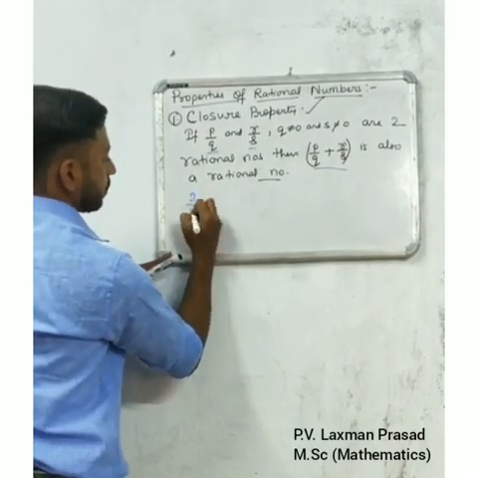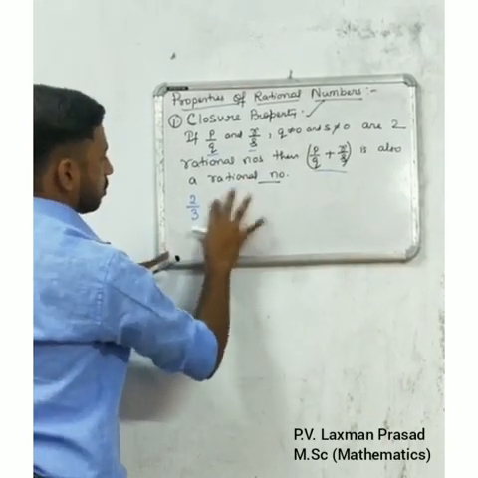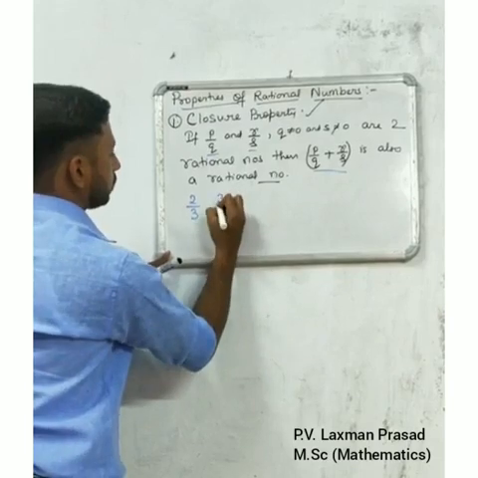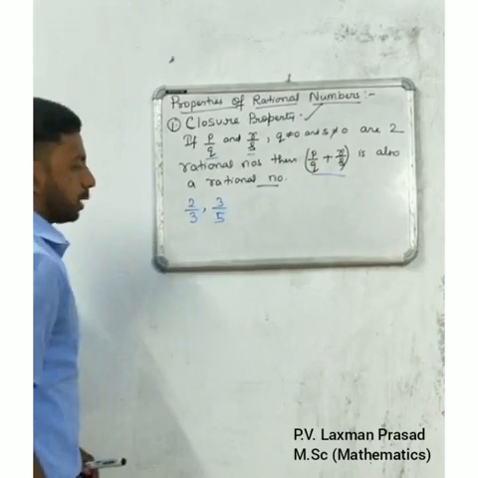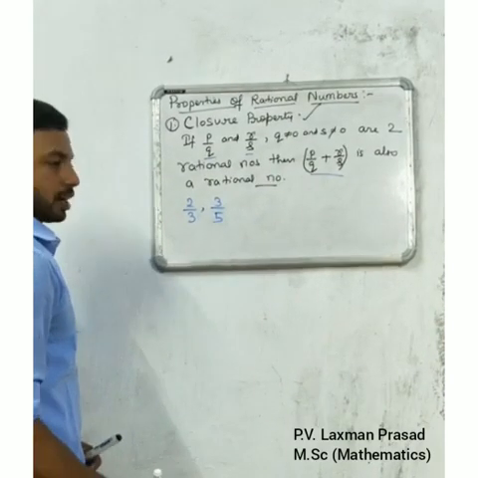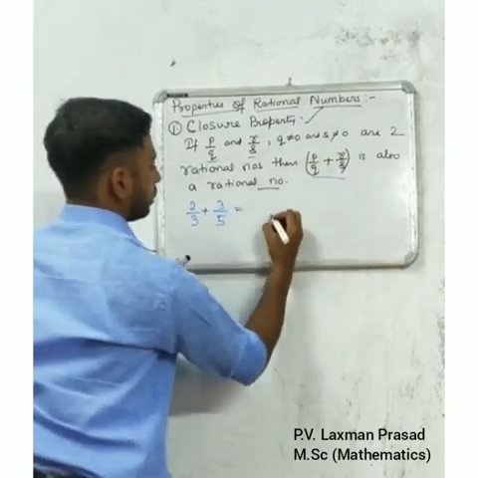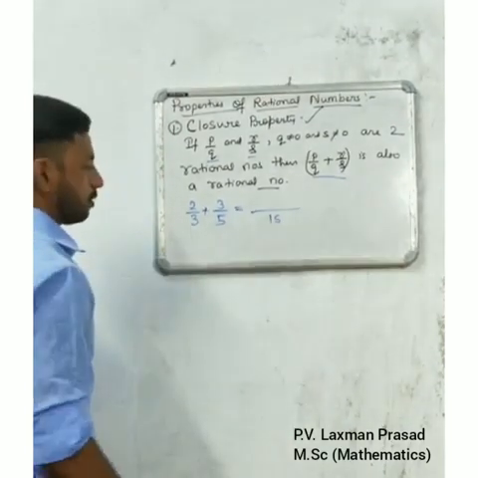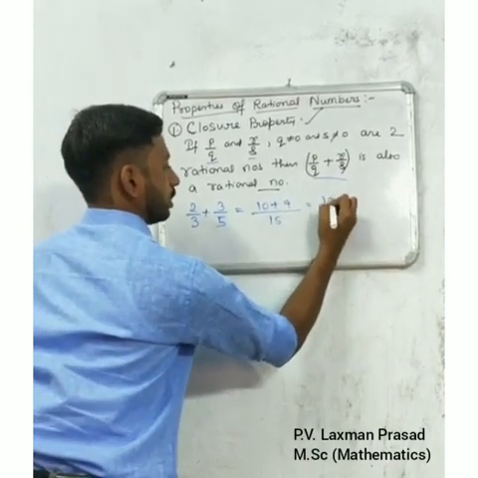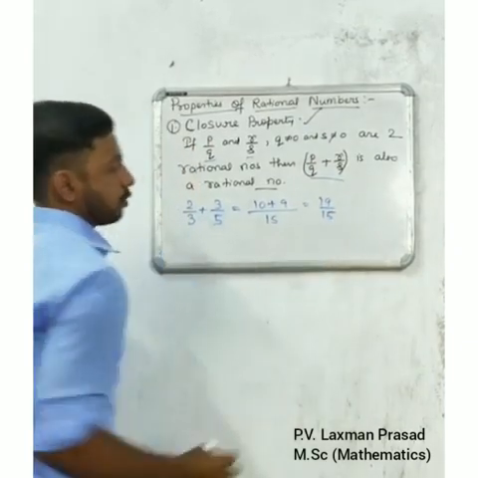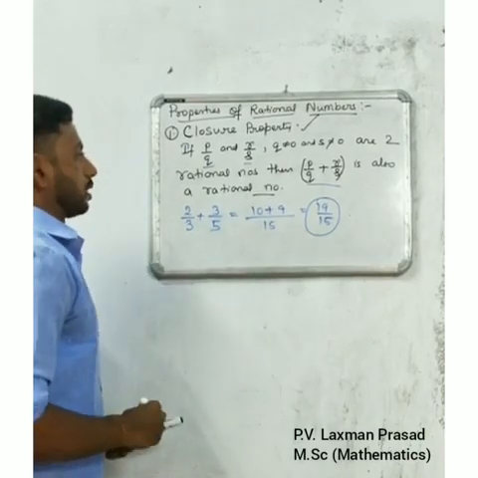2 by 3 is a rational number. Let's take another example: 3 by 5 is a rational number. Both 2 by 3 and 3 by 5 are rational numbers. Now if I add them, what will I get? Taking the LCM, which is 15, the result will be 19 by 15, which is also a rational number. So this is the first property that we discussed.